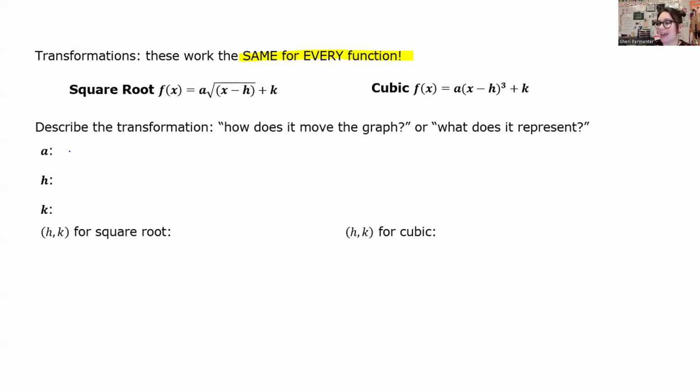So these transformations can actually have two different transformations. It can reflect over X, or it can stretch or compress the graph. That's vertically. So it can stretch or compress your graph vertically. H will move you left and right. But it's really important to note that it's going to move in an opposite direction.